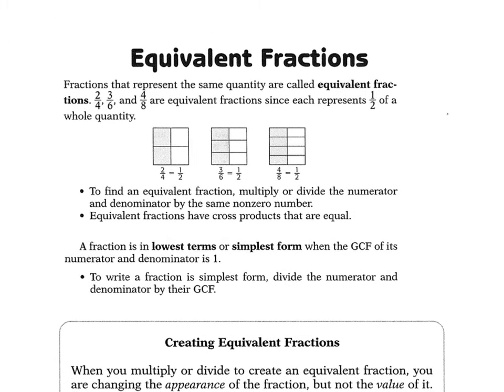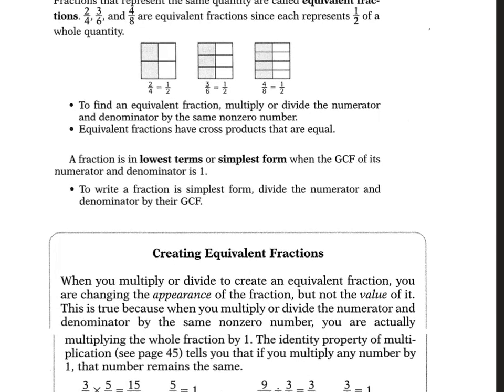The next part that we are working through is equivalent fractions. Fractions that represent the same quantity are called equivalent fractions. So 2/4, 3/6, and 4/8 are all equivalent fractions since they simplify to be 1/2. A fraction is in lowest terms, or simplest form, when the greatest common factor of its numerator and denominator is 1. To write a fraction in simplest form, divide the numerator and the denominator by their greatest common factor.